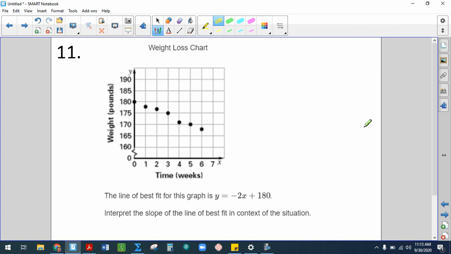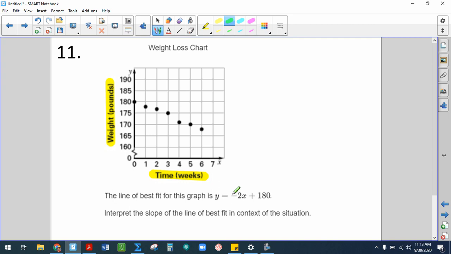For number 11, you're given the same graph. It says weight loss chart. On the y-axis, we have pounds. So I assume that's how much someone weighs, and then time in weeks on the x-axis. Interpret the slope of the line of best fit.